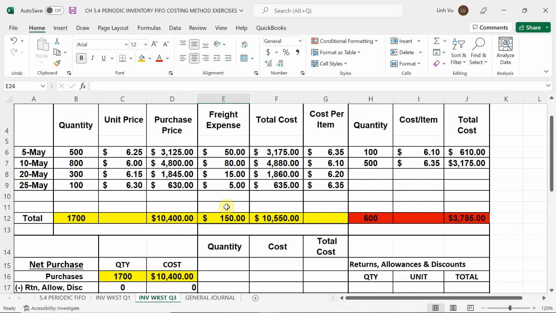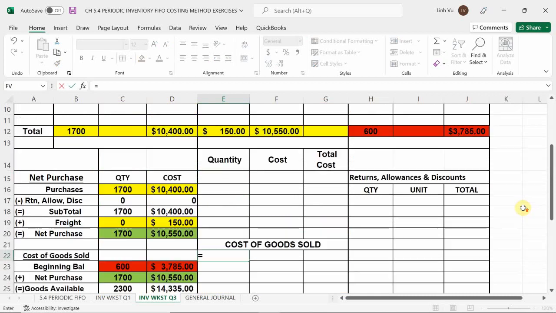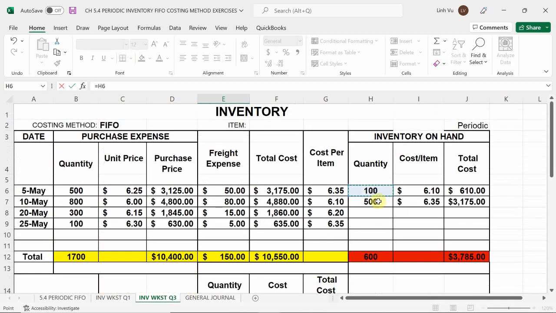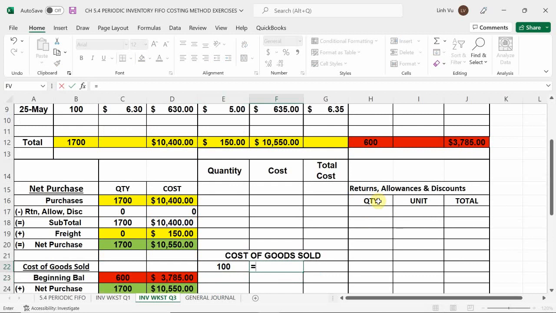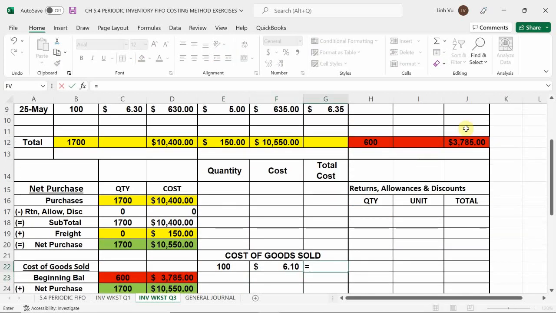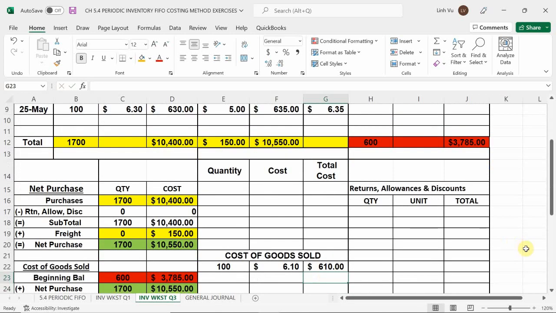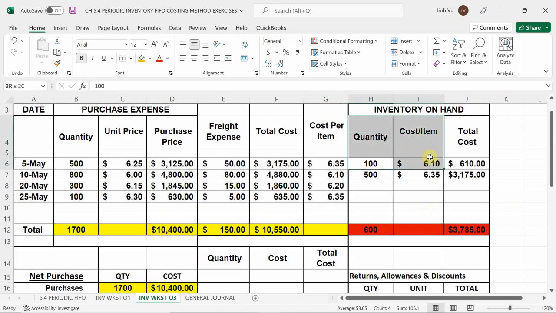The 100 at 610, the batch of inventory that we carried over from the previous worksheet. So in this case, 100 at 610 is the first batch that we're going to get rid of. We already know we're going to get rid of all of it. It's going to be 610. And of course, you can strike through it if you want to do that. I'm not going to do it this time.